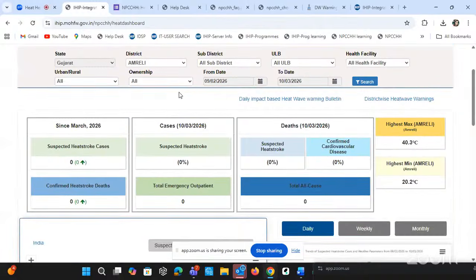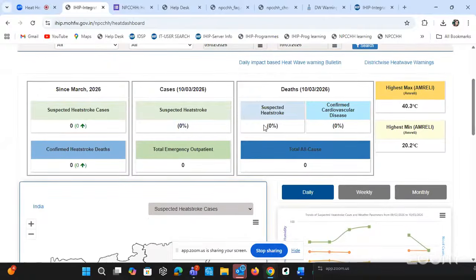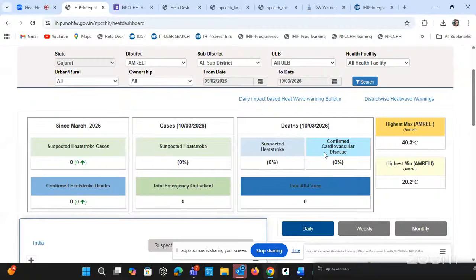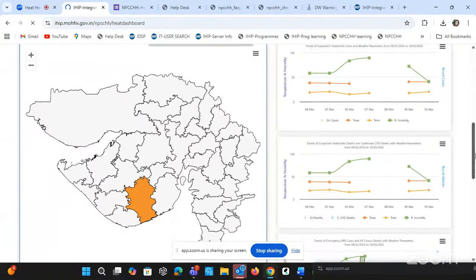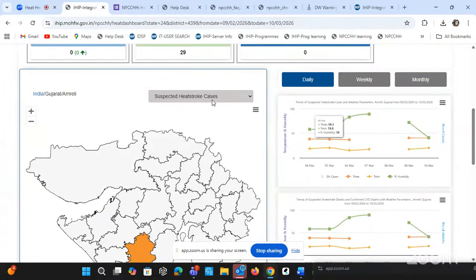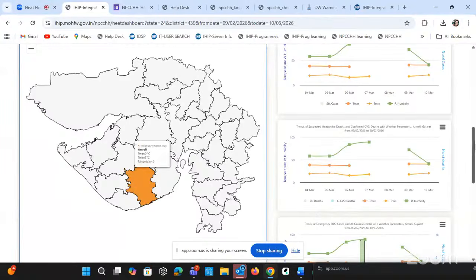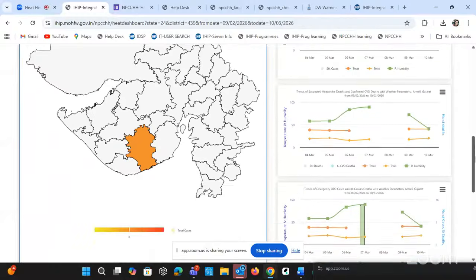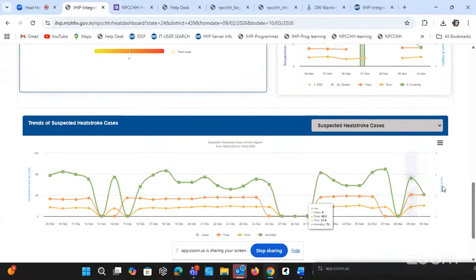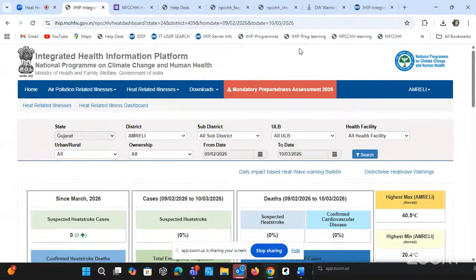Here, whatever data they entered from 1st of March 2026, they can see the history of cases, suspected cases, confirmed cases, deaths, and total emergency. Right now they have not entered any cases. In this dashboard, that column is also available. There is a geospatial map available for the particular district. Daily, weekly, and monthly reporting trend and cases trend is also showing up.